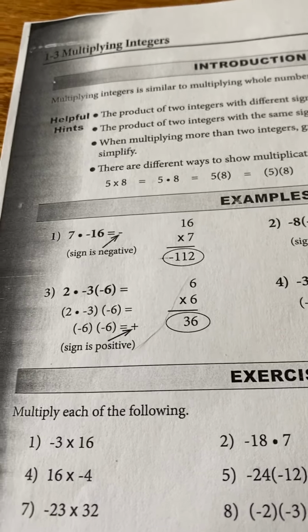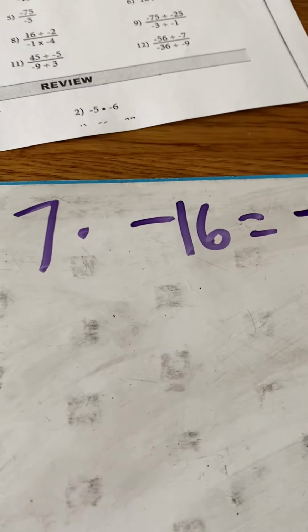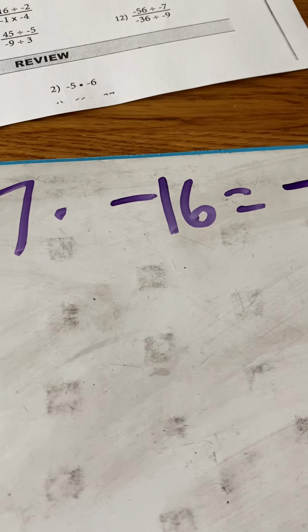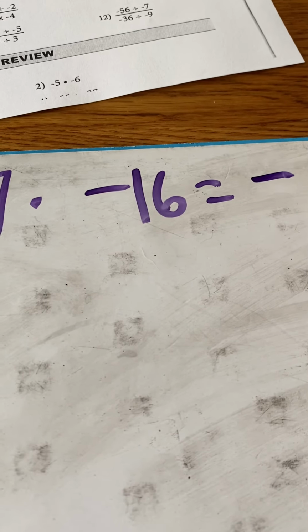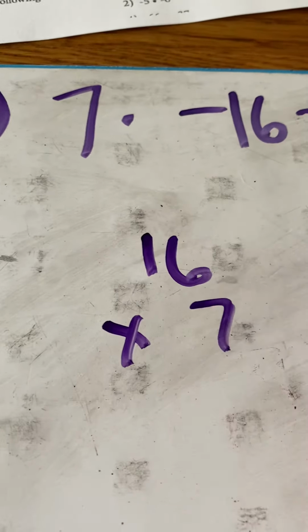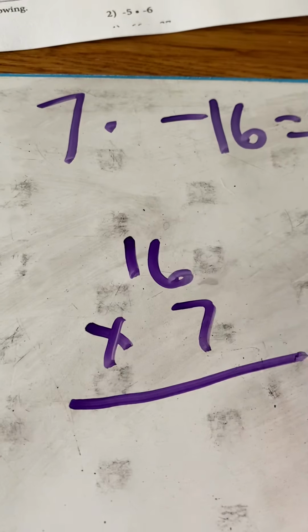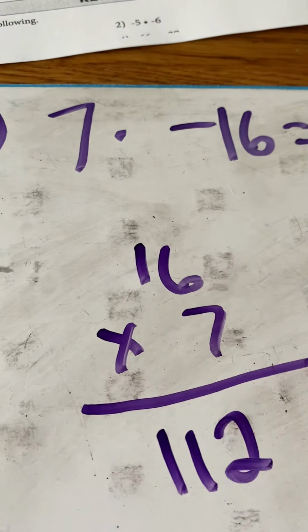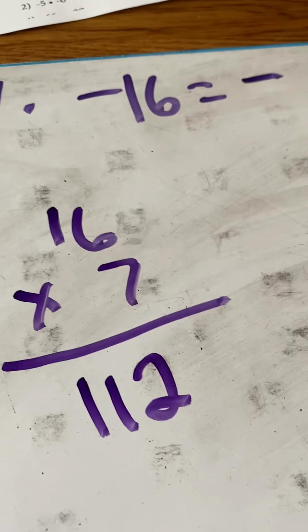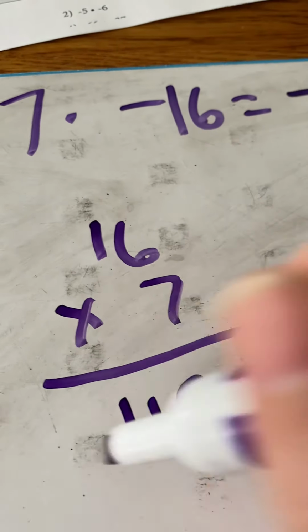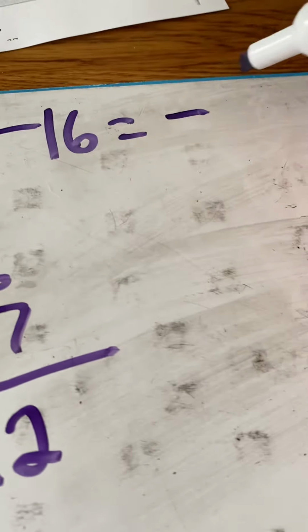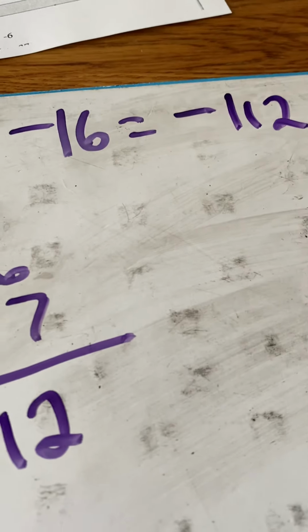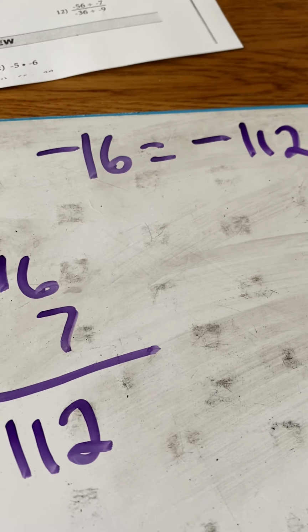Okay. So I wrote it over here on my whiteboard. 7 times negative 16 equals a negative number. So we're just going to go over here, show some work. I'll go right over here. 16 times 7. That's going to get you 112, but since we know that our answer is negative due to the negative 16, our answer is negative 112. That was the first example.